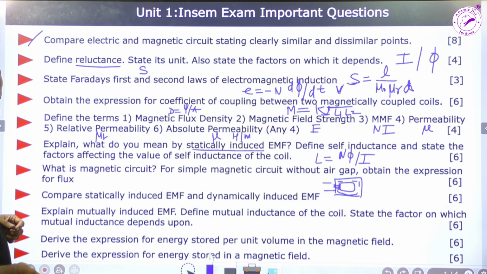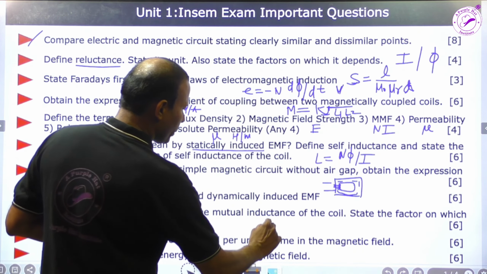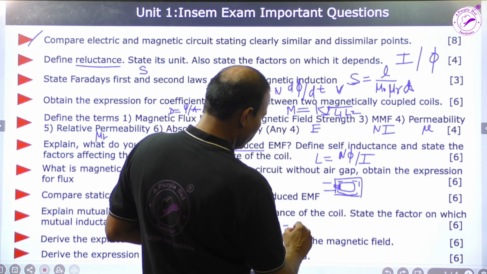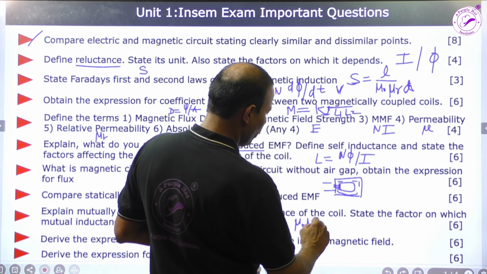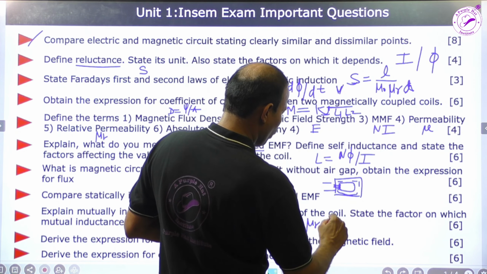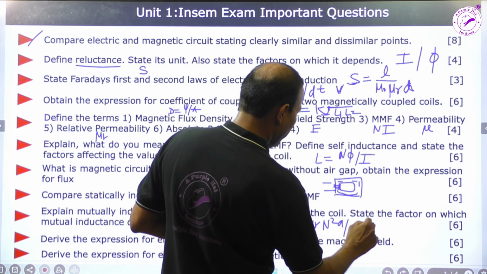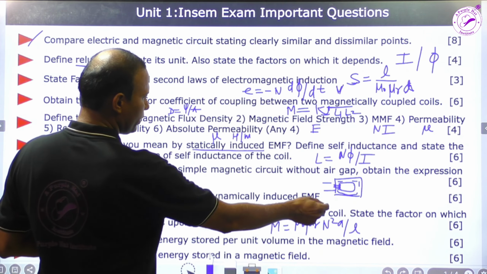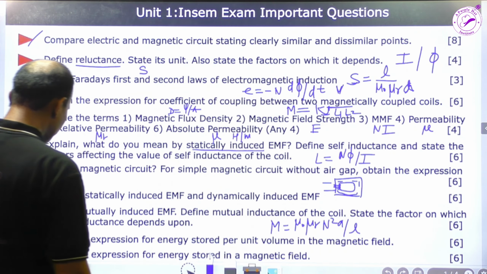Another question, compare statically induced EMF and dynamically induced EMF. Yes, this is a repetitive question. Next, explain mutually induced EMF and define mutual inductance. Mutual inductance is equal to M, and this depends on several factors: mu 0, mu r, and square of area upon l. This is called mutual inductance of a coil, and these are the factors on which it depends.